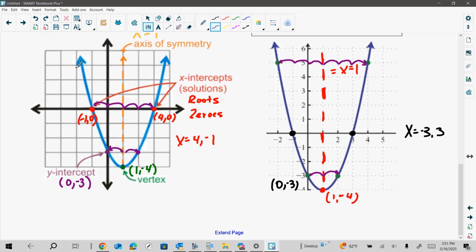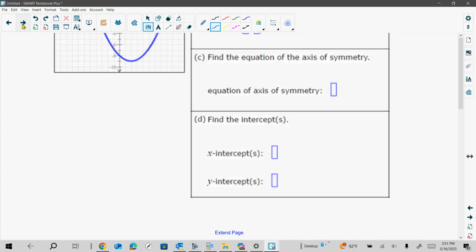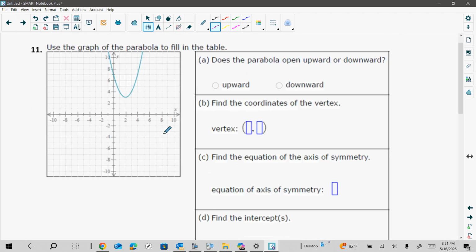All right. So what we're going to ask you to do is you're going to be given a graph and you're going to fill in the parts to the graph. Analyze that graph. And the graph is always going to be a quadratic, which means it's going to be a parabola. If you look at this next problem here, use a graph of the parabola, fill in the table. Does the parabola open upwards or downwards? This is upwards.